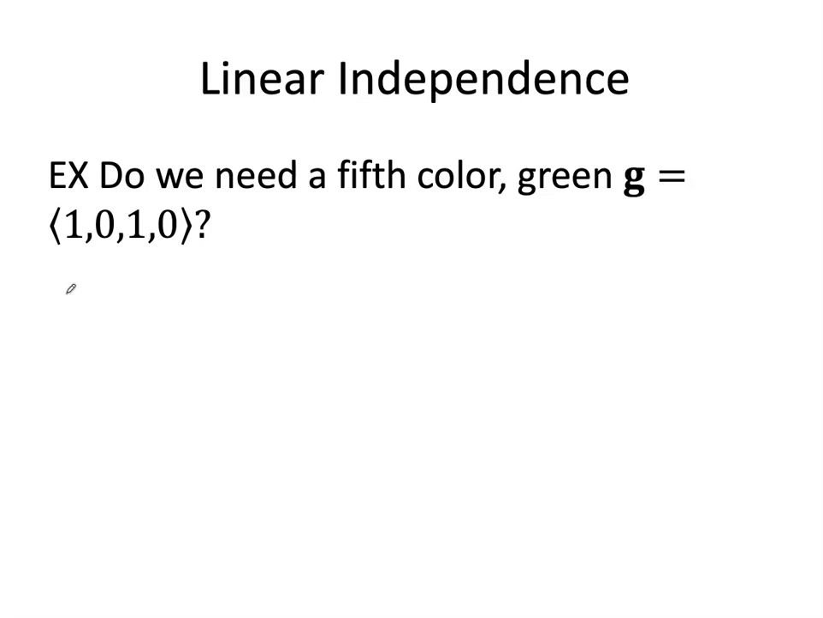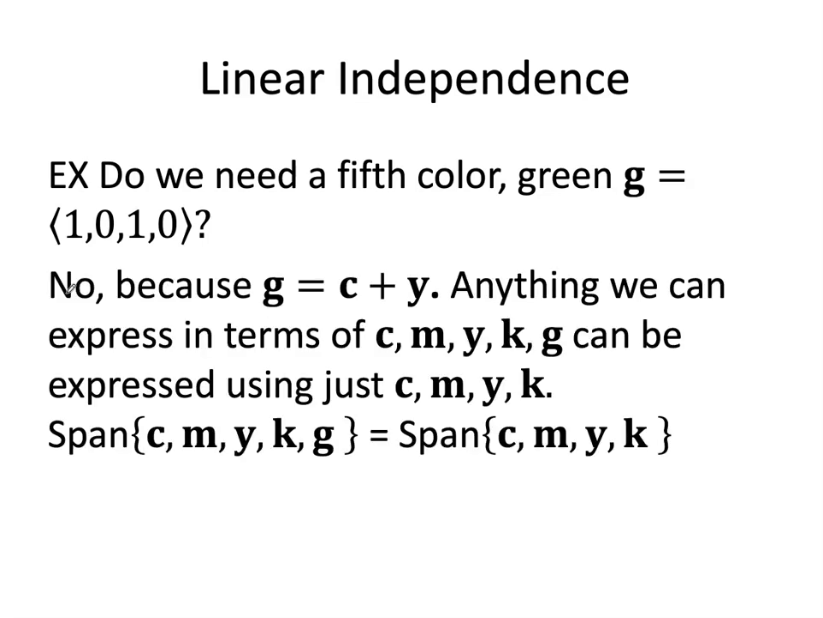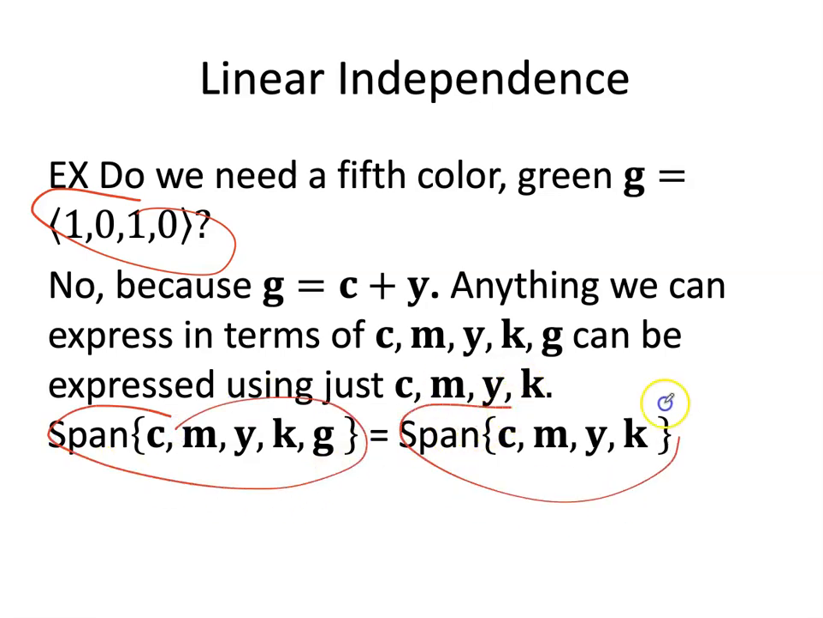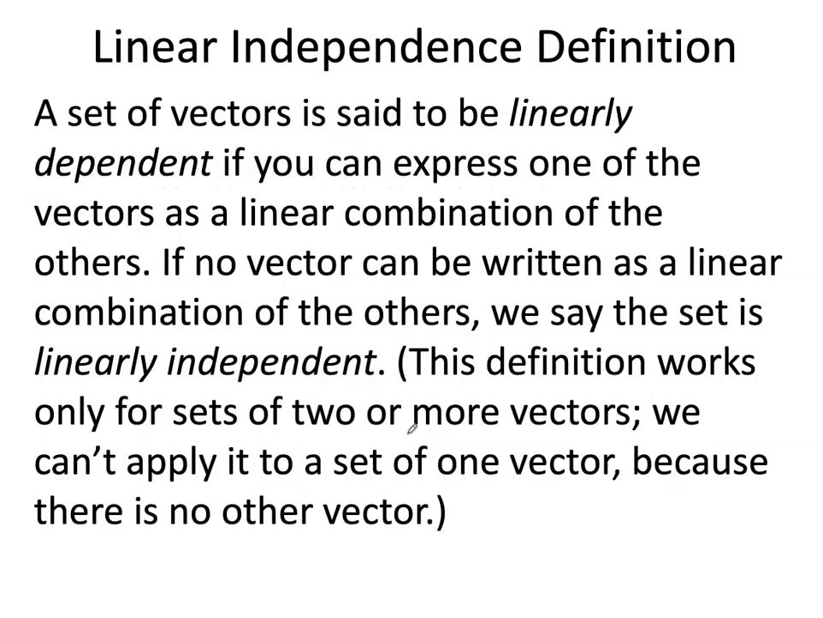Do we need a fifth color? Green, G equals 1010, a mix of cyan and yellow? No, because G is just C plus Y. C is 1000 and Y is 0010. So you add them together and you get G. So you don't need G. Anything we can express in terms of CMYKG can be expressed using just CMYK. The mathy way of putting it is that the span of CMYKG is the span of these vectors CMYK.